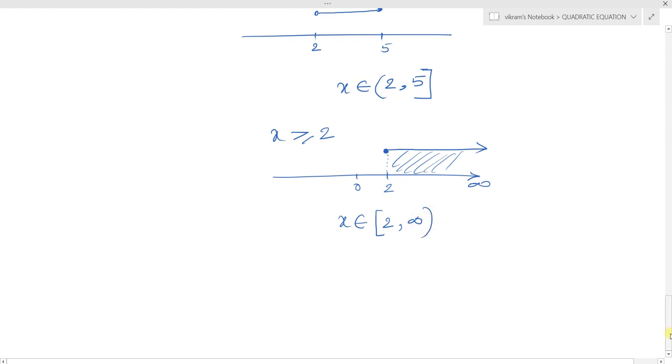Now we will discuss the fourth type of intervals, with curly brackets.